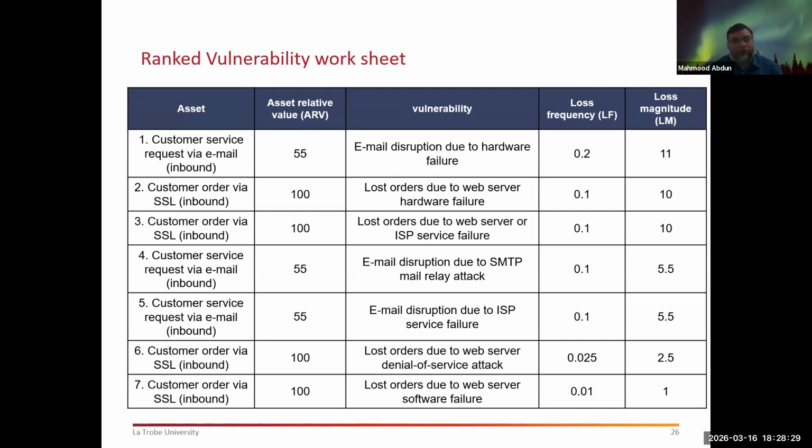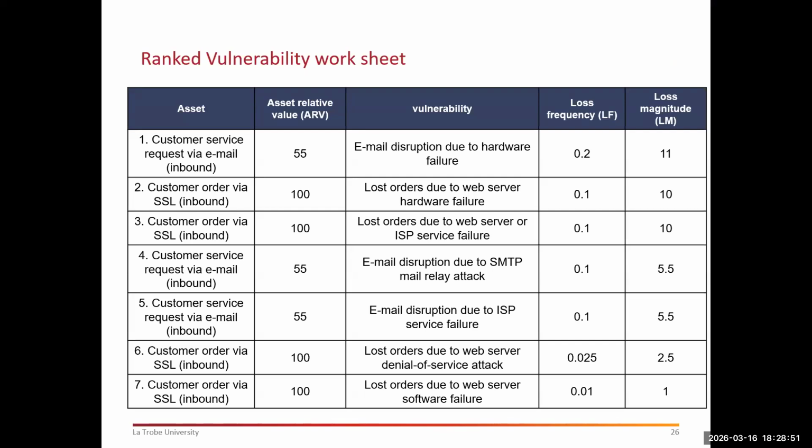So loss magnitude, okay. Mamun, you're asking about the loss magnitude, right? The 11, yeah, you're right. This is a fraction of the asset value. In this case, how we derive 11 is we multiply the loss frequency with the asset value, and then we get 11. Okay, thank you.